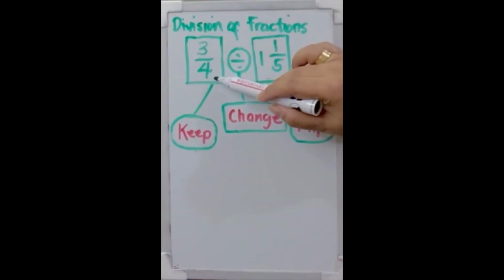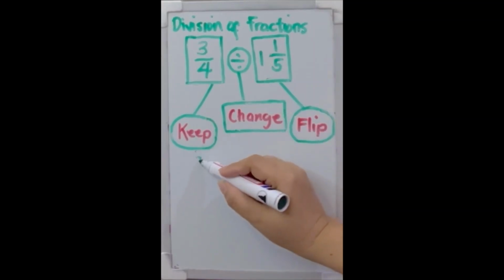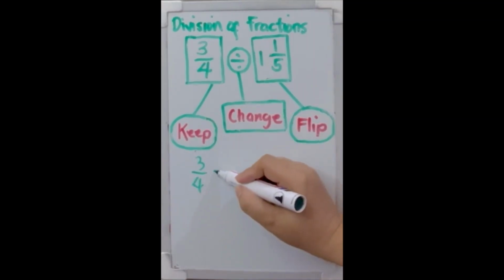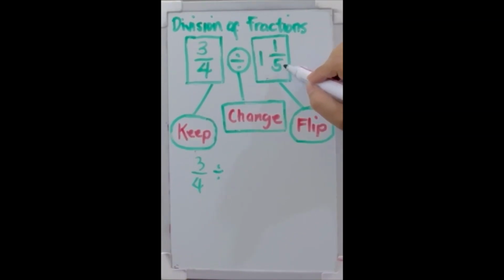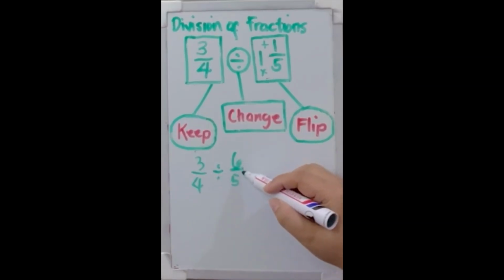Our last example, 3/4 divided by 1 and 1/5. We will be converting this mixed number to an improper fraction first. So we will just rewrite 3/4 divided by, now converting this to an improper fraction, 5 times 1 is 5, then 5 plus 1 is equal to 6. So this is 6/5. Our equation is like this, 3/4 divided by 6/5.